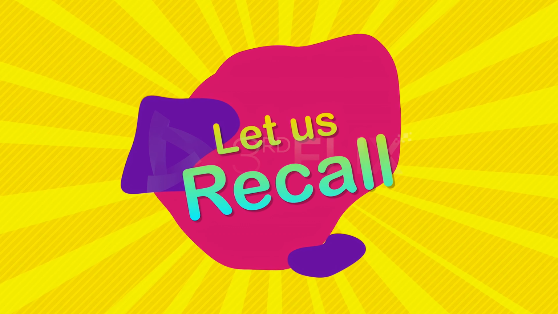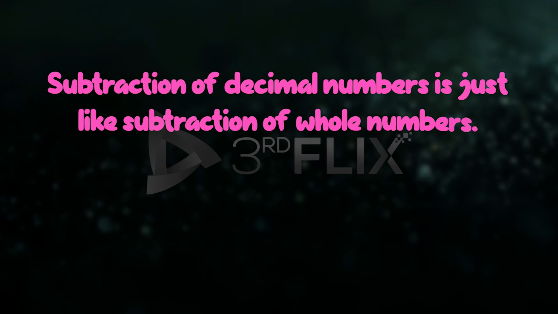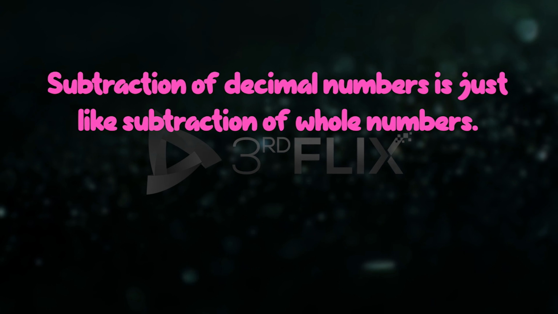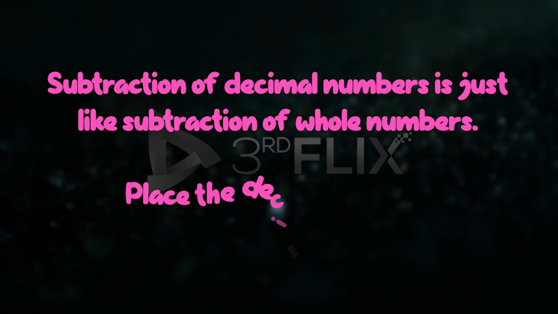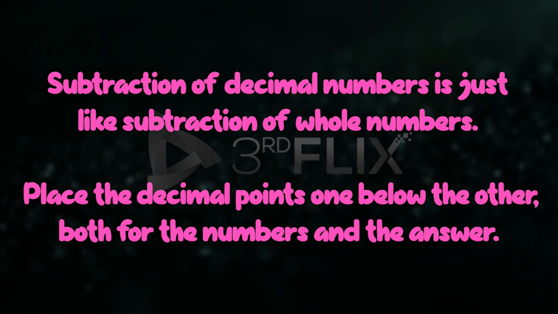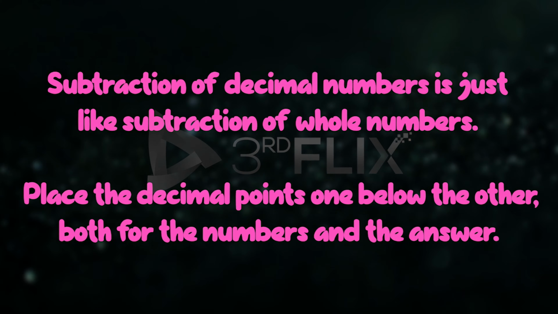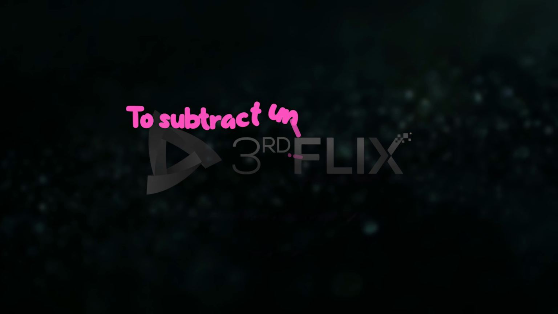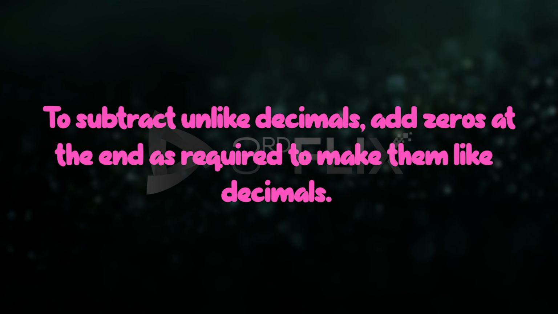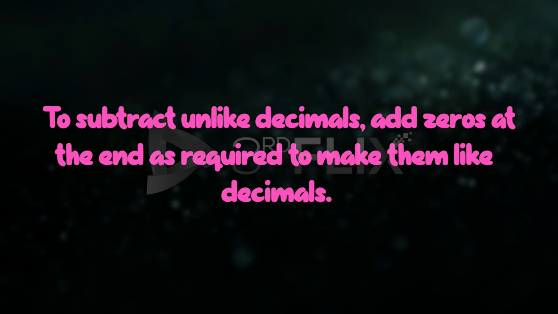Let us recall. Subtraction of decimal numbers is just like subtraction of whole numbers. Place the decimal points one below the other, both for the numbers and the answer. To subtract unlike decimals, add zeros at the end as required to make them like decimals.